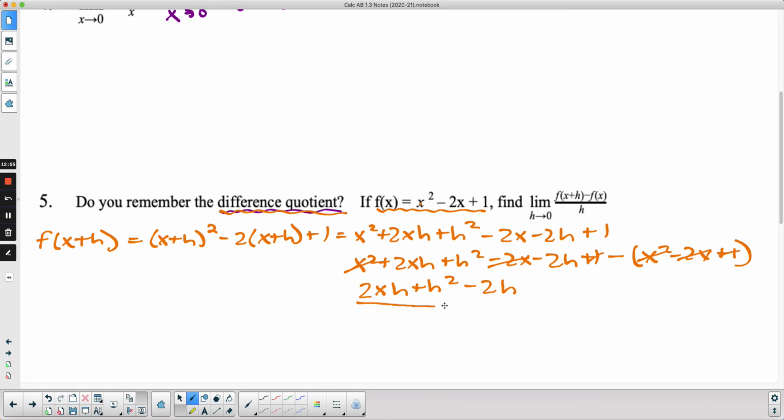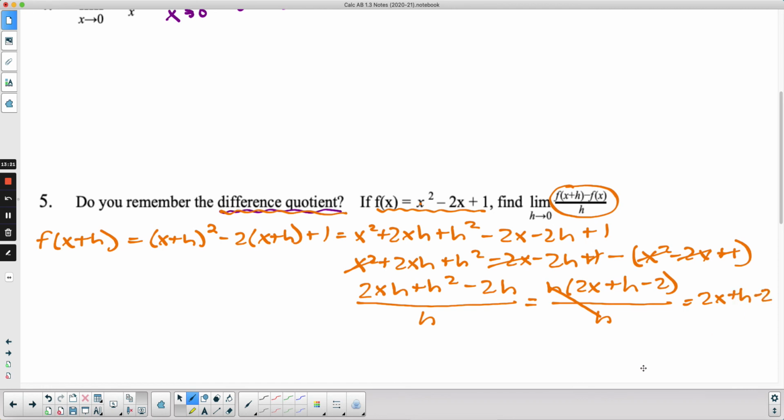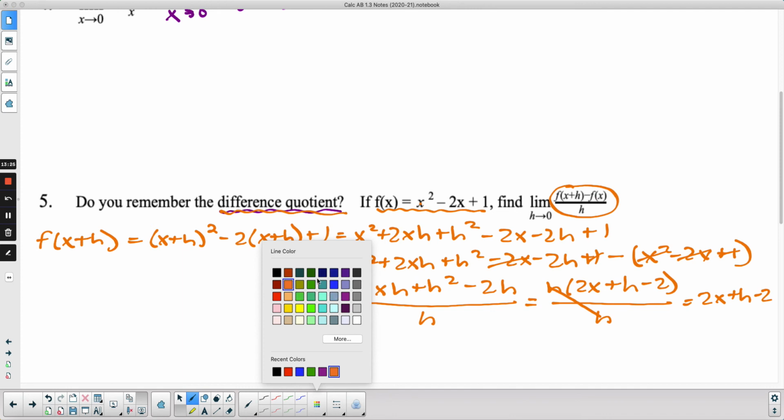Okay. All right, then your next step is to put that all over h. So if I divide all of that by h, you notice each of our terms on the top has an h. So we can factor out an h and divide that and cancel it out. So our function right here, f of x plus h minus f of x over h, is 2x plus h minus 2.